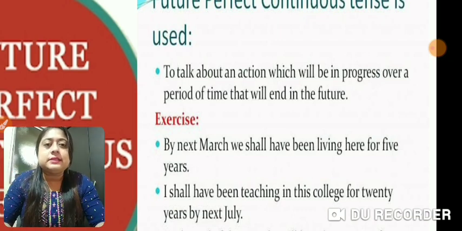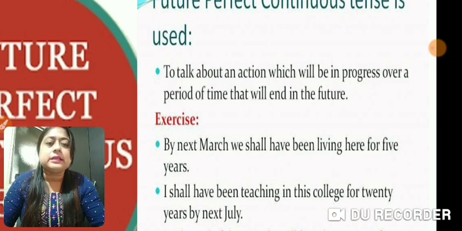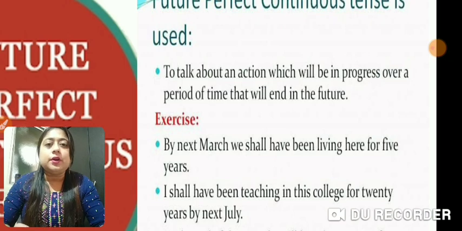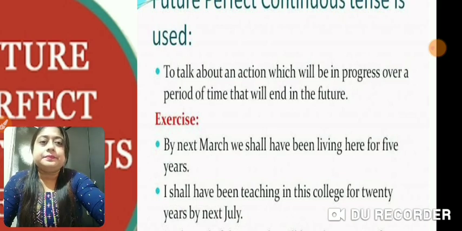The other example is, I shall have been teaching in this college for 20 years by next July. So here what is the certain time in future that we are mentioning? That is next July. And what is the time duration that I will be teaching in this college? That is for 20 years. So that's why we are using future perfect continuous tense.